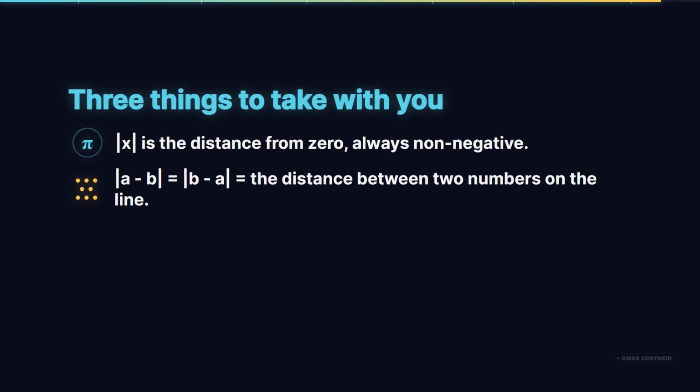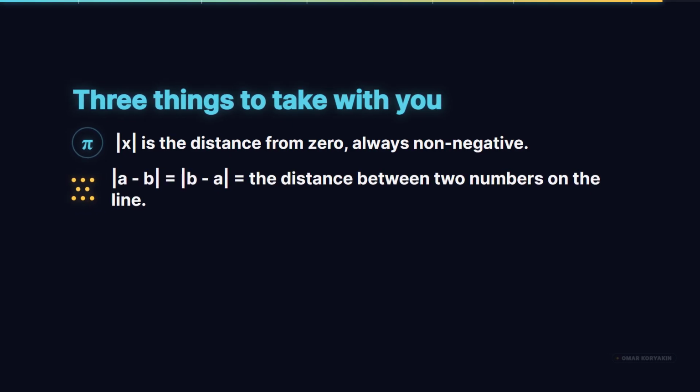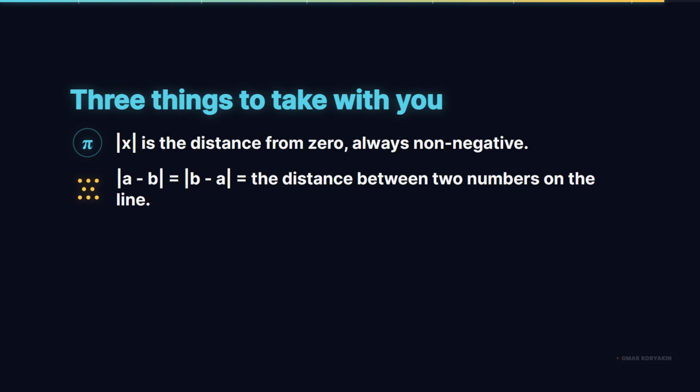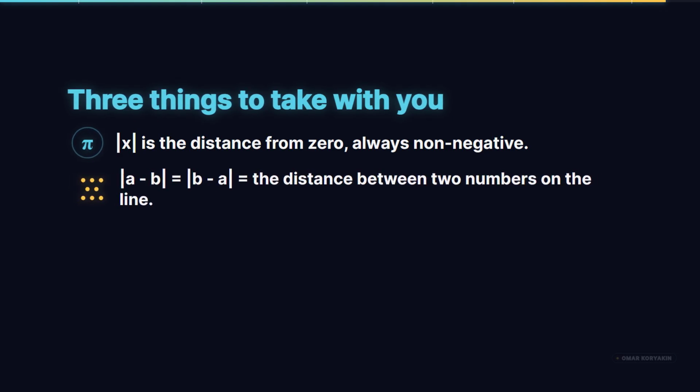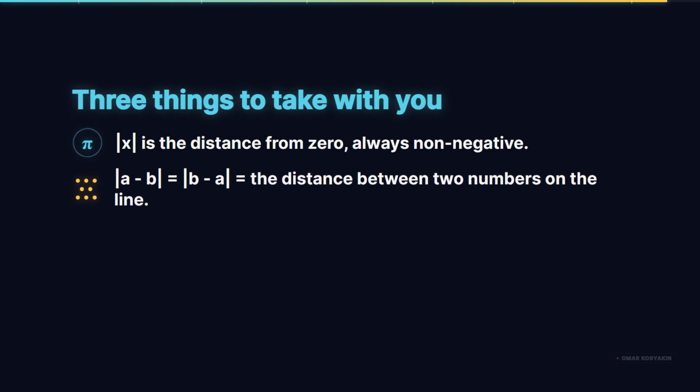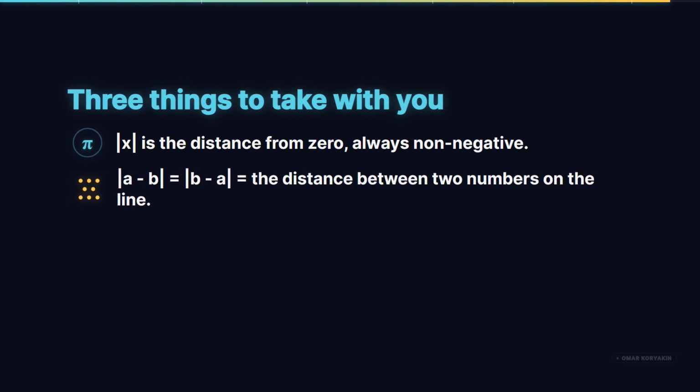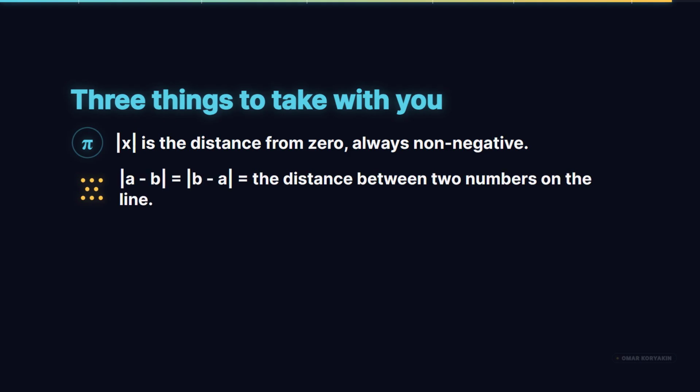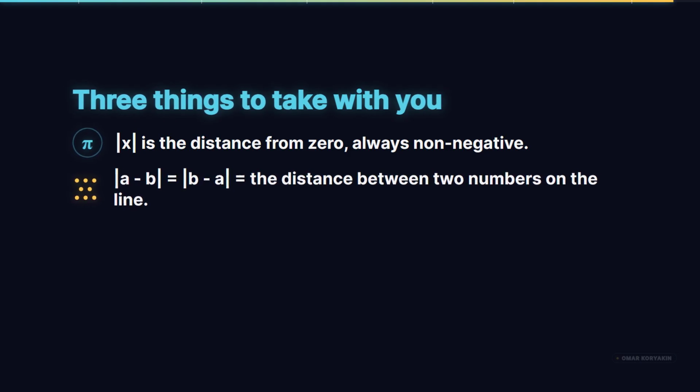Second, the absolute value of a minus b gives you the distance between any two numbers on the number line. The order does not matter, so the absolute value of a minus b equals the absolute value of b minus a. This formula is the building block for the distance formula in 2 dimensions and 3 dimensions later in the course.